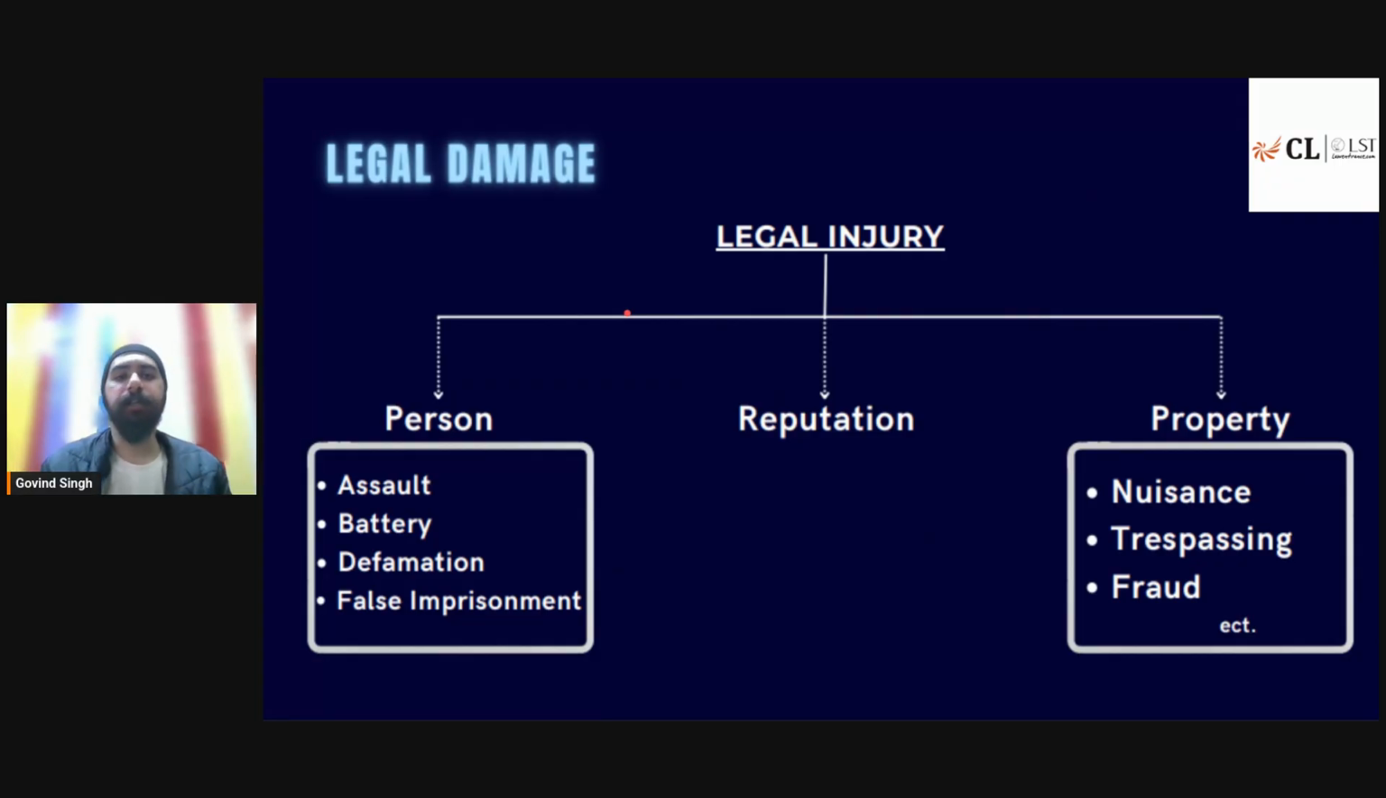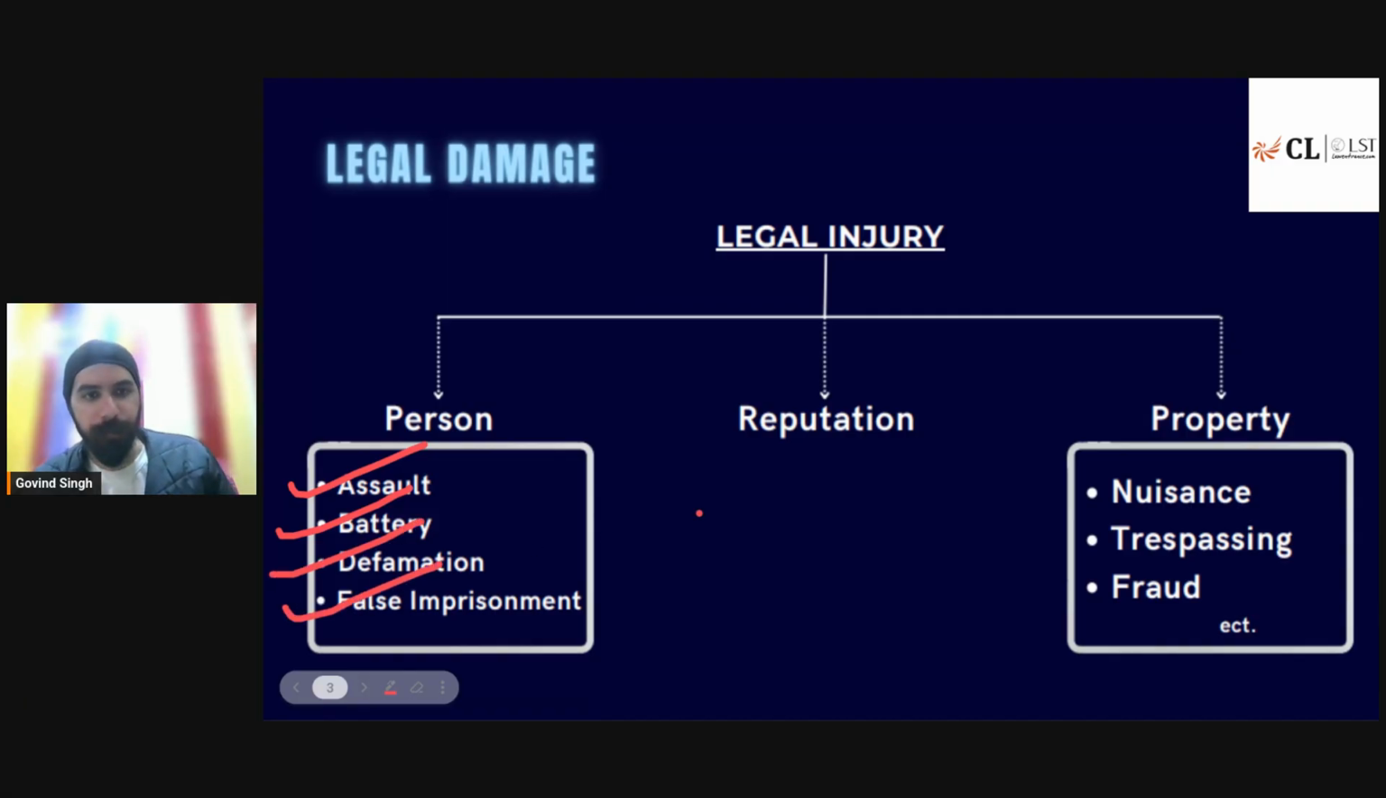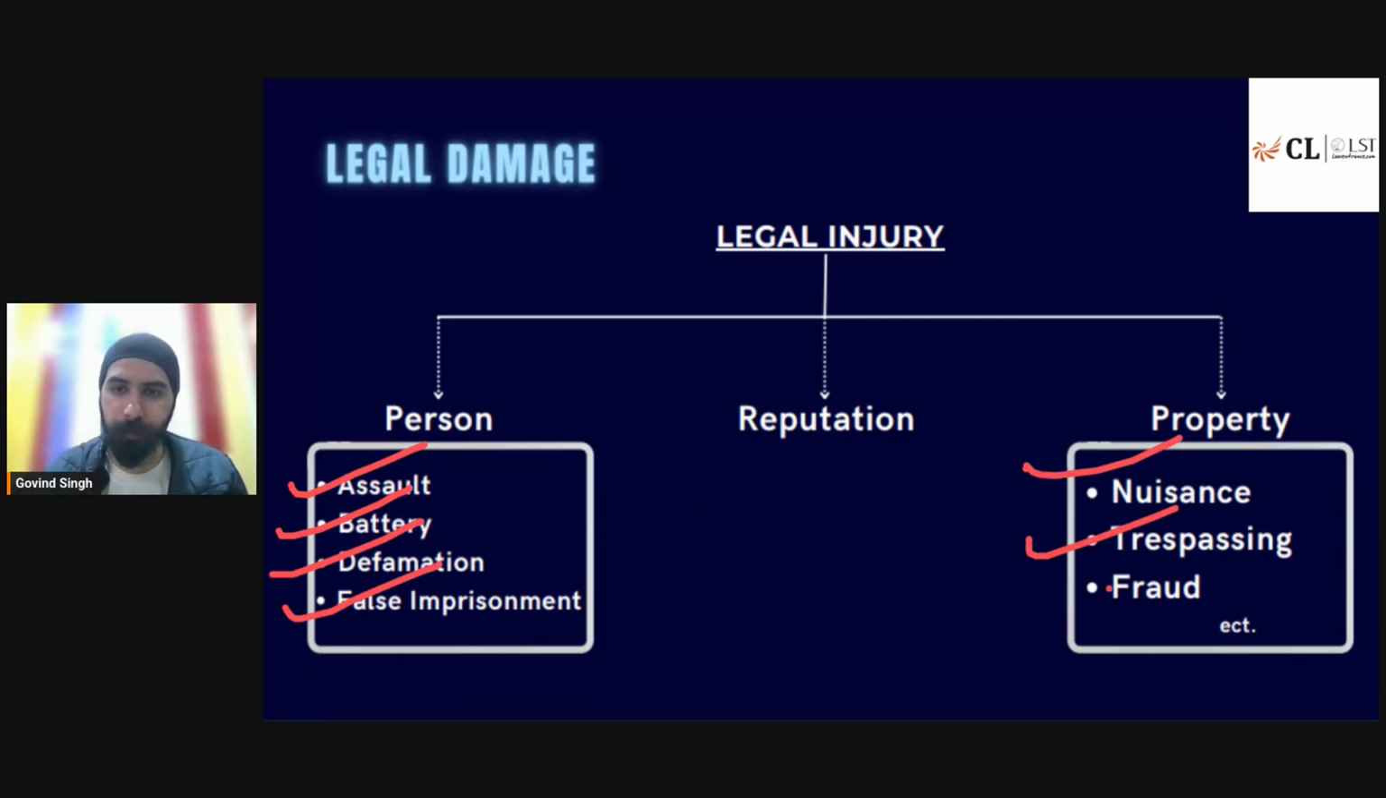Now, of course, we'll study the different types of torts. We'll study assault in detail, battery in detail, defamation in detail, false imprisonment in detail, nuisance in detail, trespassing in detail, fraud in detail, and there are many more as well.